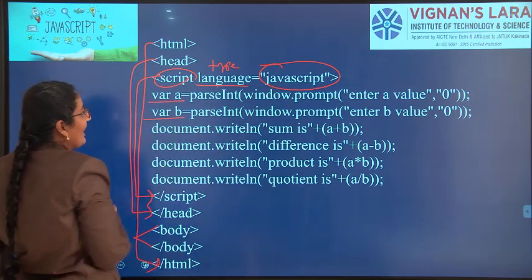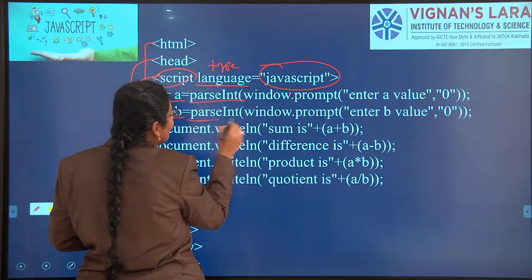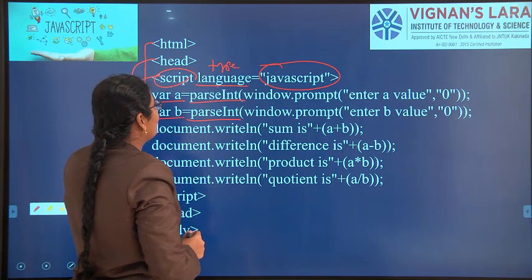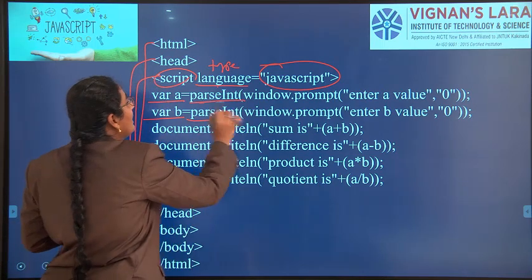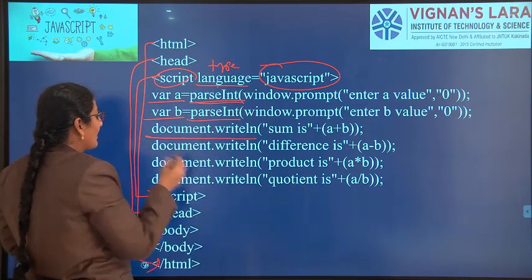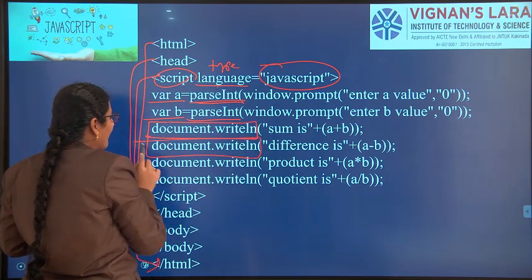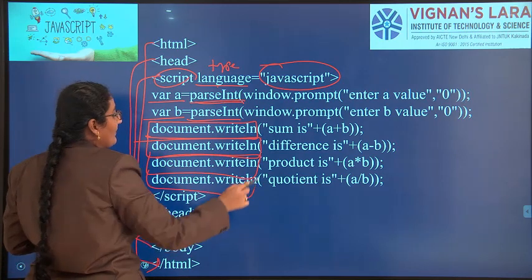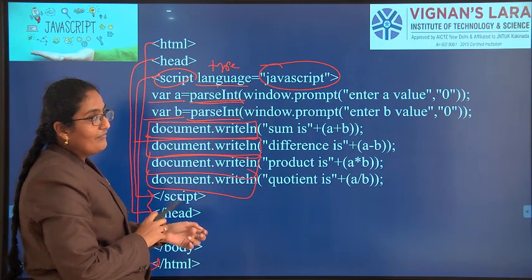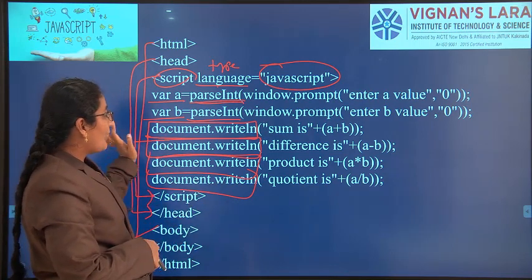Afterwards our variables are A and B. Variable A and variable B. And listen carefully here. parseInt is nothing but a method to convert a string into an integer. If you want to convert any string into an integer, we use parseInt. document.writeln is to display the output. In the C programming language we have printf and scanf. Likewise in JavaScript we have document.writeln.